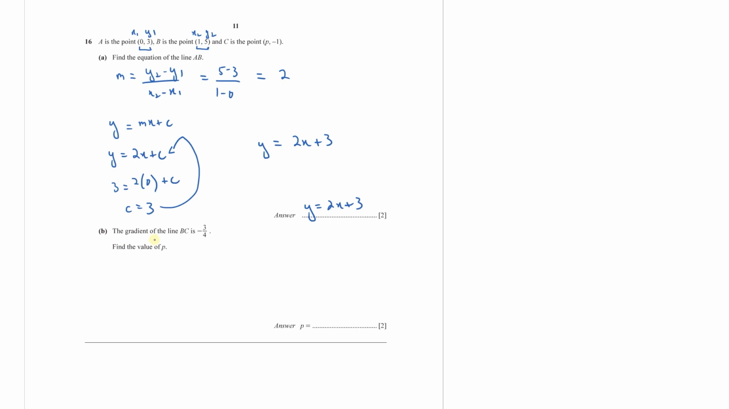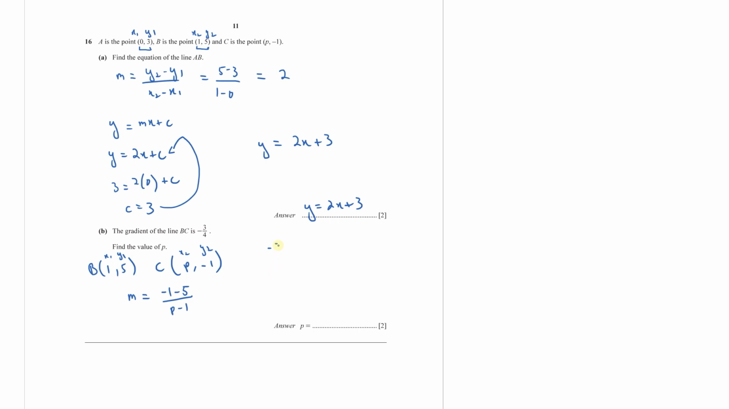So this is my equation, y equals 2x plus 3. Part B: the gradient of the line BC is -3/4. Find the value of P. So point B is 1, 5, and then point C is P and -1. So your gradient is given as -3/4. Let's call this point x1 and y1, and this one x2 and y2. So your gradient would be y2 minus y1, which is -1 minus 5, over x2 minus x1, which is p minus 1. And you're given that this gradient is -3/4.